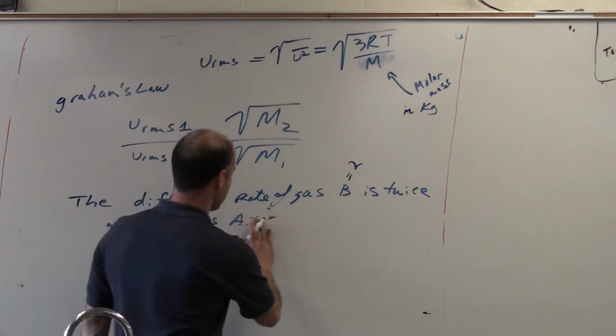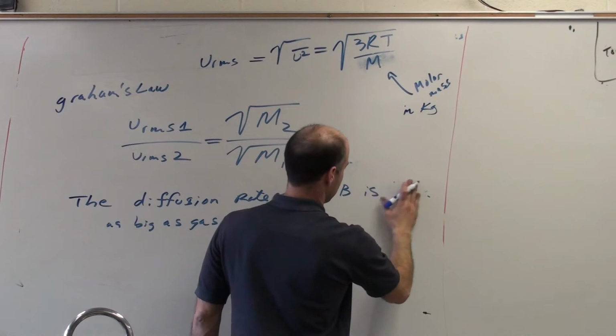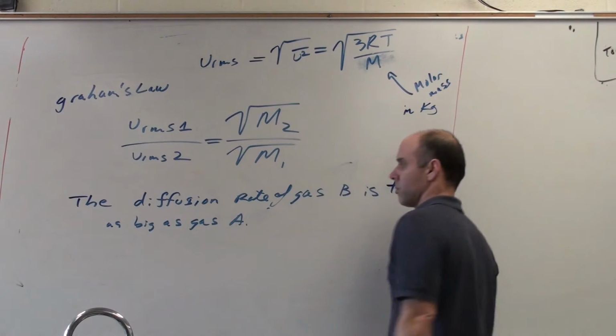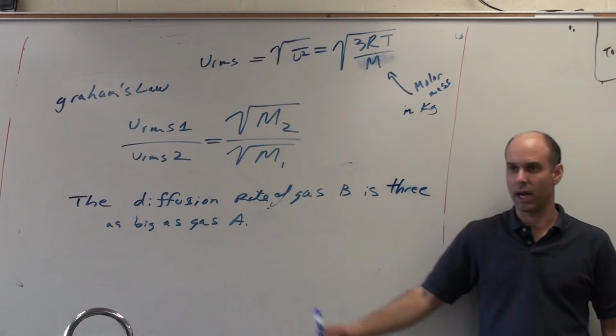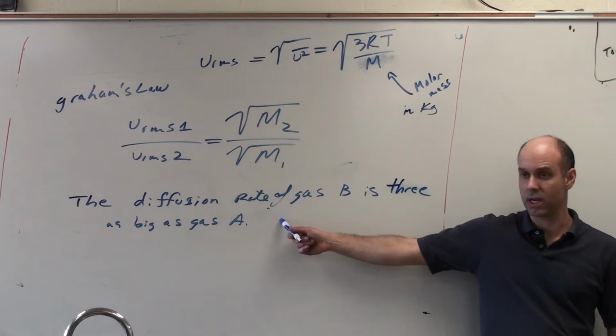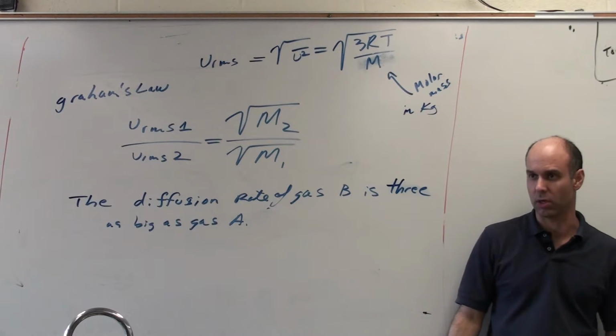What if I said it's 3 times as much? How much bigger is A now? 9. So gas A is 9 times as heavy as gas B.